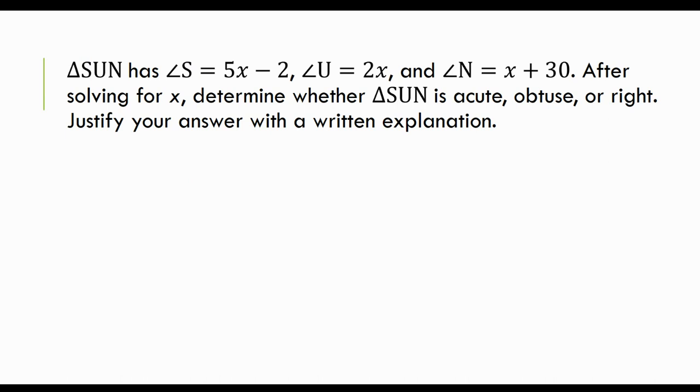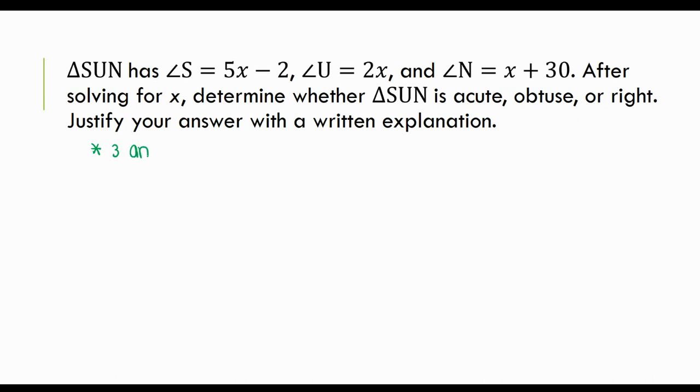All right, let's take a look at this problem. It says the triangle SUN has angle S as 5x minus 2, angle U is 2x, and angle N is x plus 30. We're going to solve for x and then determine if we have an acute, an obtuse, or a right triangle. So we're trying to figure out angles of a triangle. They're giving us the expressions for angles of a triangle. So like I've been mentioning, 3 angles of a triangle will always add to 180.